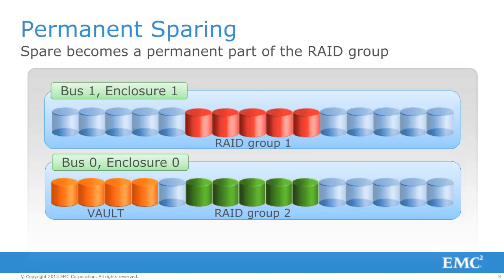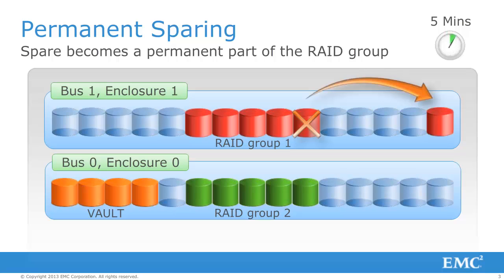MCR introduces the permanent sparing feature, which allows the permanent replacement of the failed drive with spares. When a drive fails, MCR spares it to a suitable unused drive, and that new drive becomes a part of the RAID group or storage pool. When a failed drive is replaced, it simply becomes unused.